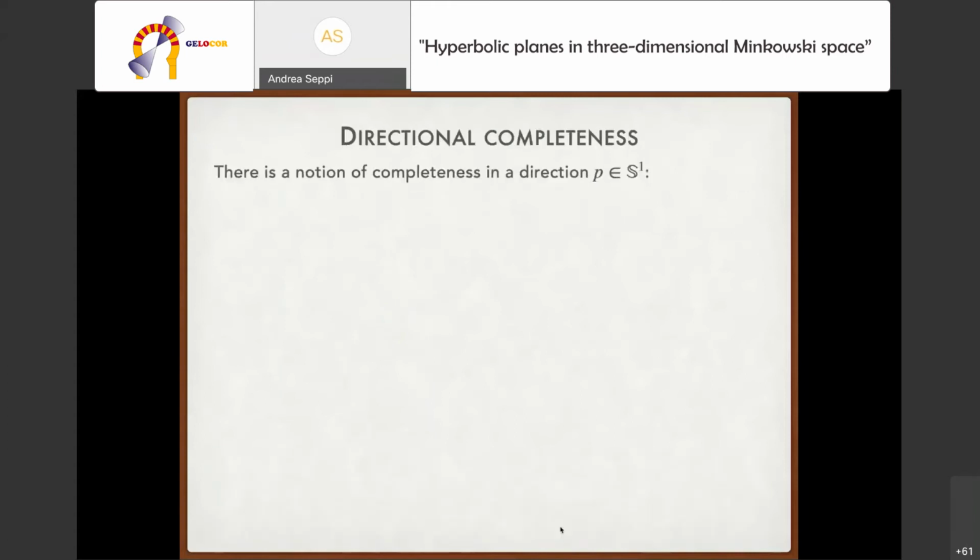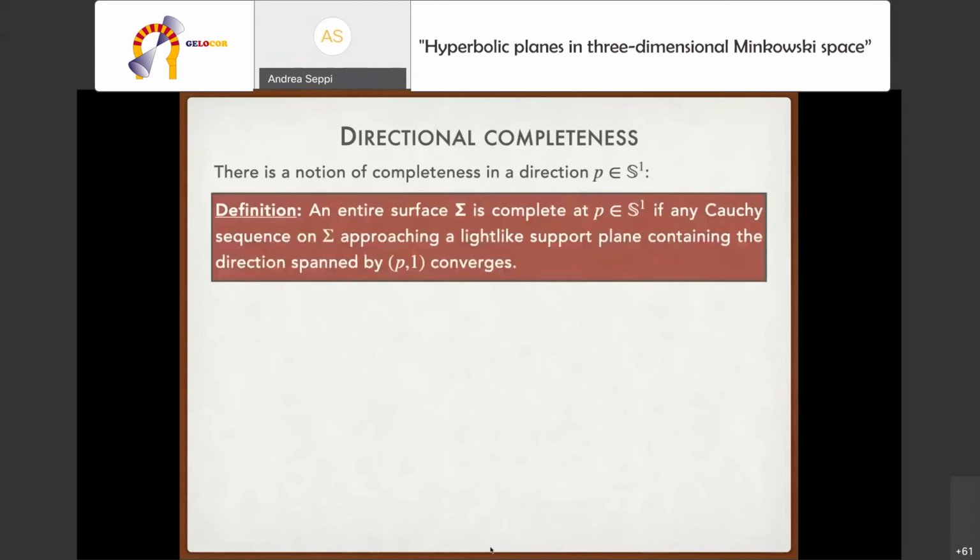So an important thing is that with all these results, all these statements can be somehow localized. So far, I described your result that classifies complete surfaces. But in fact, I can interpret this in a fixed direction. So I will give you a notion of completeness in a direction P. So fix a point P of S1, I'll give you a notion of completeness in this direction. So what's the definition?